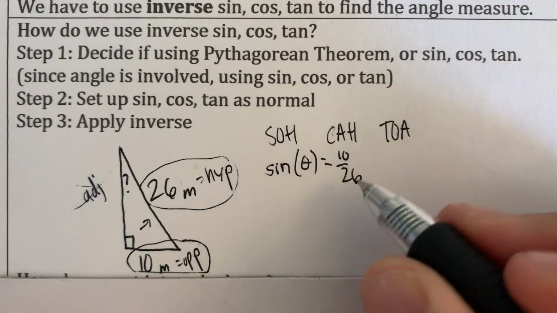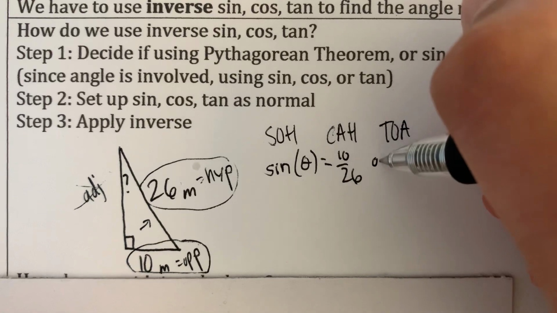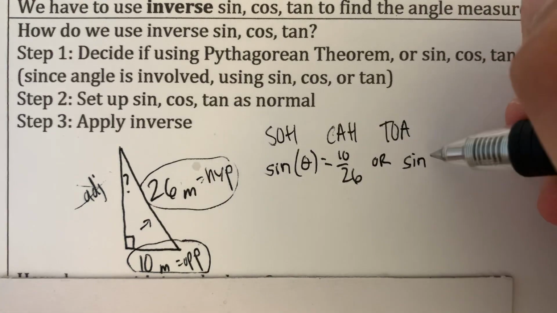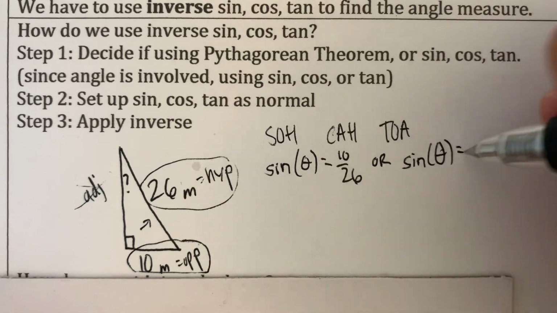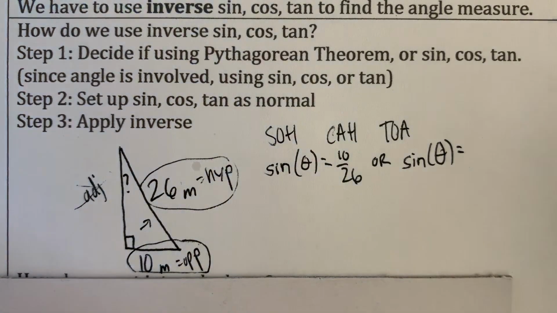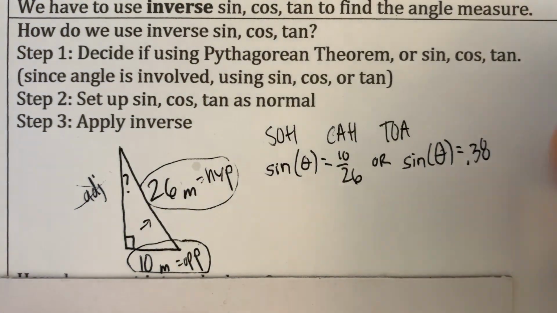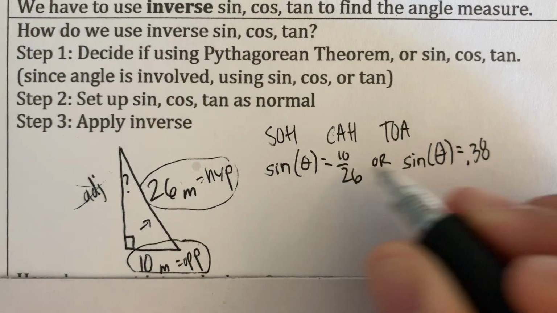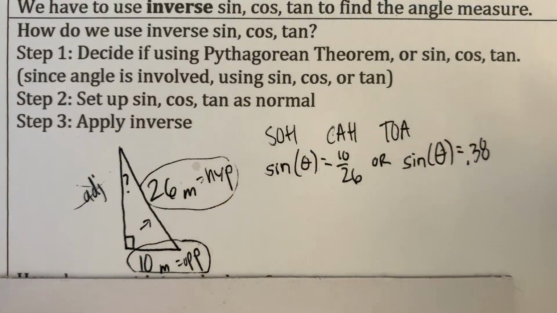Okay, and some people don't like fractions. If you're scared of fractions, you can put that in the calculator. When you do 10 over 26 in the calculator, you do get 0.38, right? So 10 over 26, if you don't like fractions, put it as 0.38, that's fine.